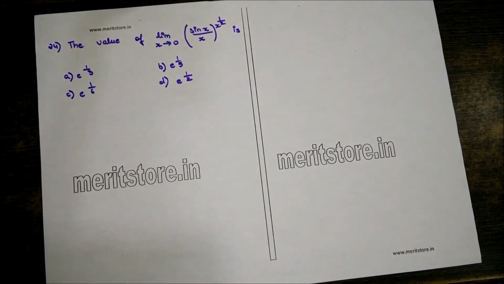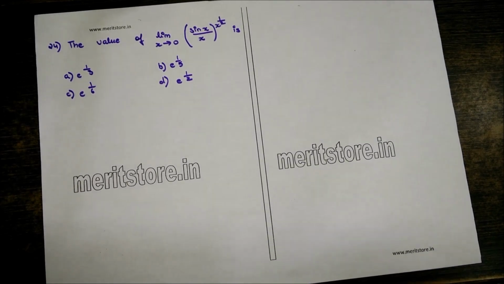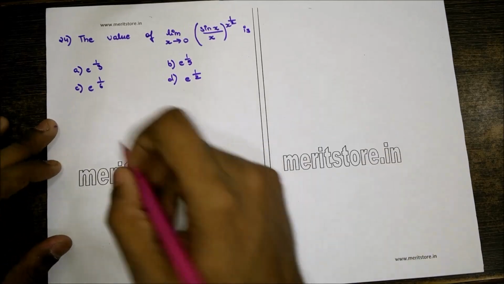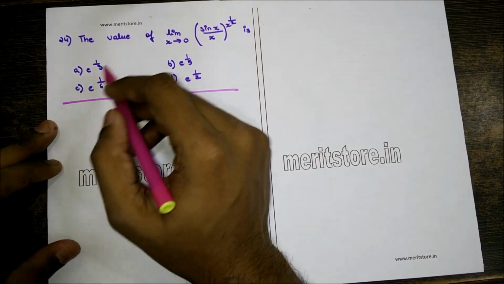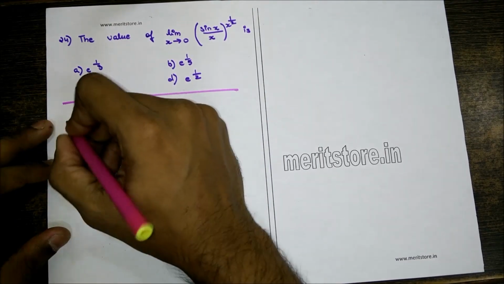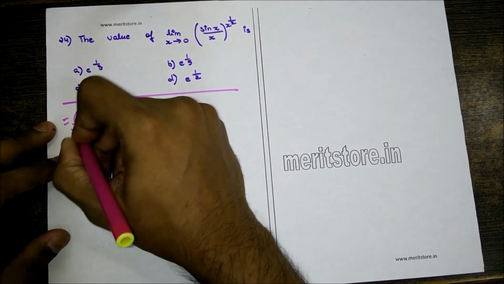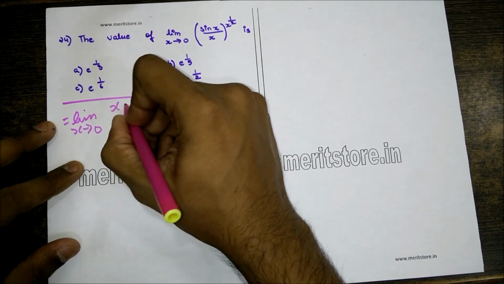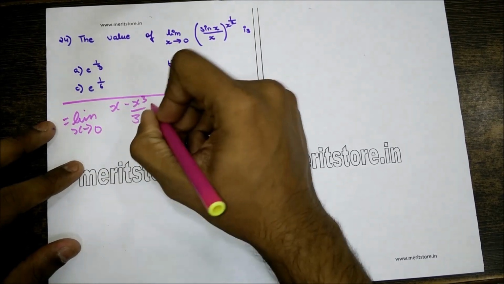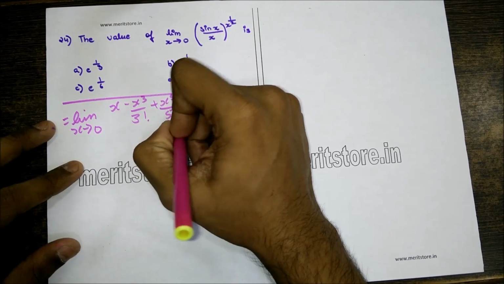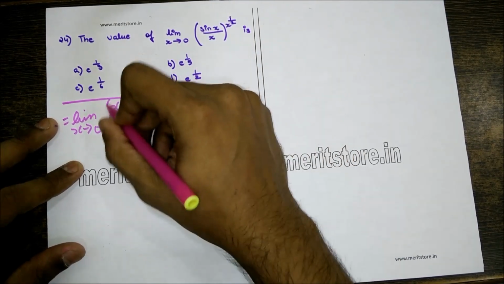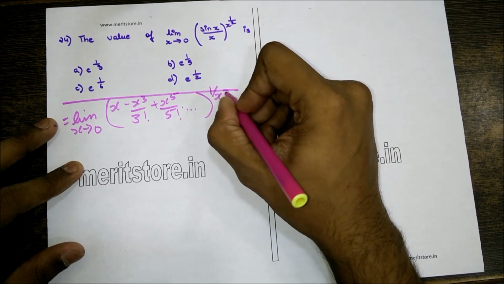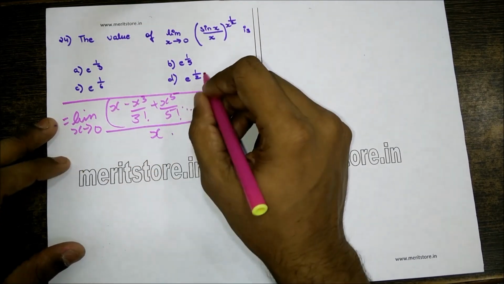The value of limit x tends to 0 (sin x by x) raised to 1 by x square is a e raised to 1 by 3, b e raised to 1 by 5, c e raised to 1 by 6, or d e raised to 1 by 2. So what we do first is we'll expand the sin x term, giving us limit of x tends to 0 (x minus x cube by 3 factorial plus x raised to 5 by 5 factorial, and so on) raised to 1 by x square upon x.